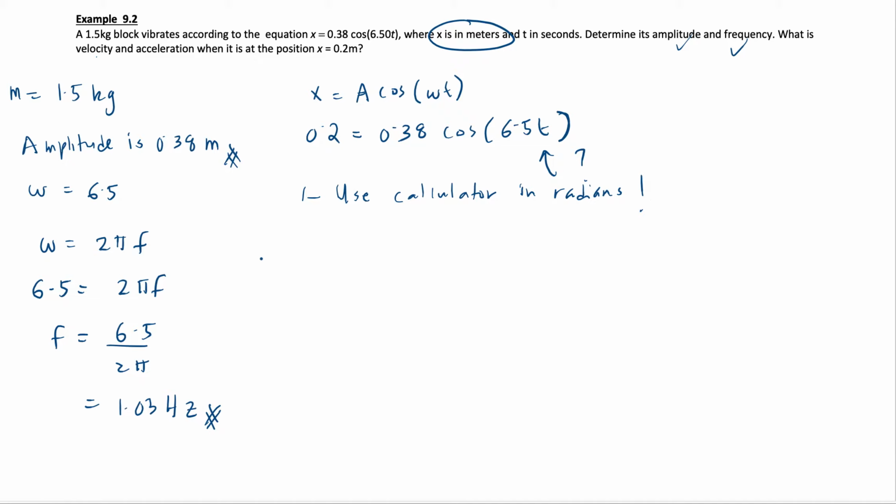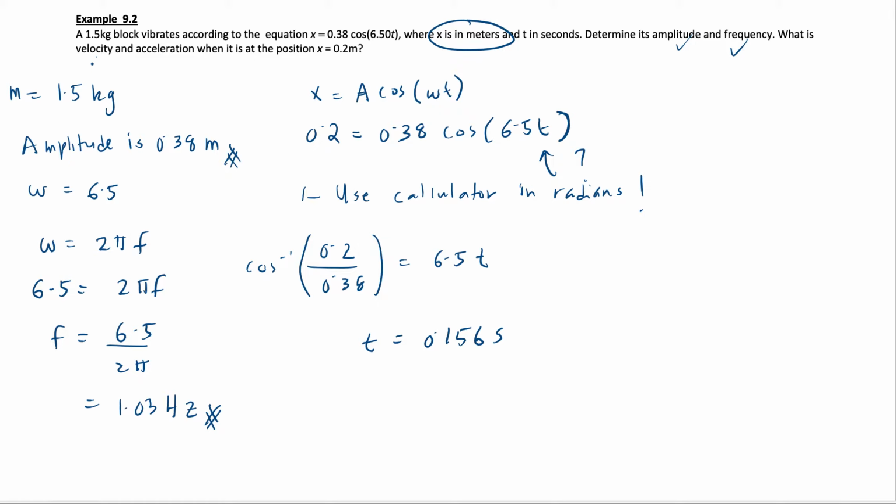Okay, so what happens? 0.2 divided by 0.38. Inverse cosine of that will give me 6.5t. So t is just, use your calculator. Don't figure it out using your head, because I can't do that myself. What is the answer to this? It's 0.156 second. So what does that mean? At 0.156 second, displacement x is 0.2.